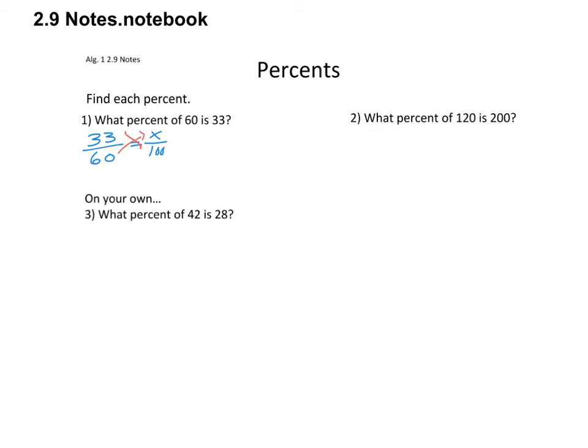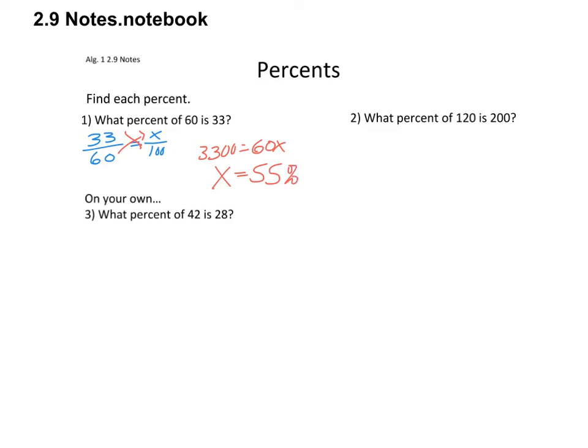We're going to multiply across here, so we'll have 3300 is equal to 60x. All right. And if you're like I am, you don't want to do 3300 divided by 60 in your head. So I'm going to plug that into my calculator to figure out what that will be. And x is going to be equal to 55. And we know that that is a percentage.